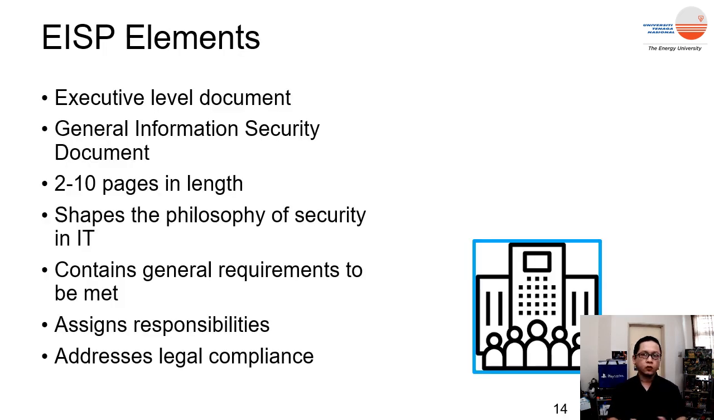So further guidance for EISP, it is usually an executive level document and it contains the general overall vision of the organization, and usually the length is 2 to 10 pages, and it contains the philosophy of the overall information security control that is wanted to be implemented by the organization. It assigns general responsibility, and at the same time it addresses legal compliance if certain policy is not being adhered to or complied with.